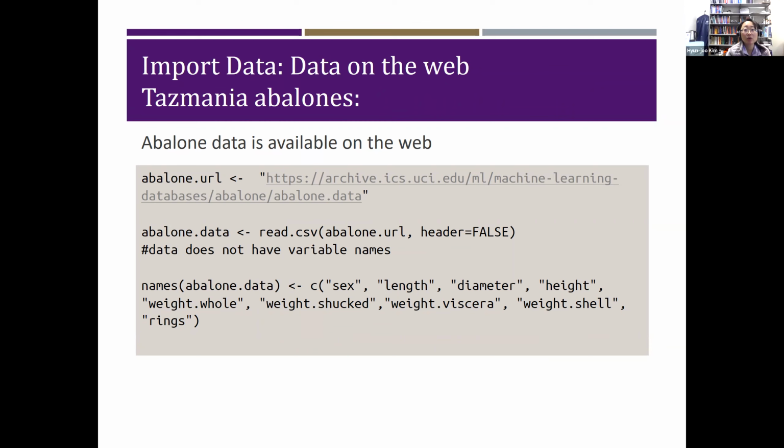Sometimes we might need to import the data on the web directly. We can import such data using read.csv command again with the web address. This particular abalone data does not have variable names as header, so we are using header equals false option. Once we import the data, we can assign variable names to the data using names command as shown on the slide. For more detailed description, we can Google the data, of course. Assignment 2 in this module will use the abalone data, and you can actually find the description in the beginning of the assignment as well.